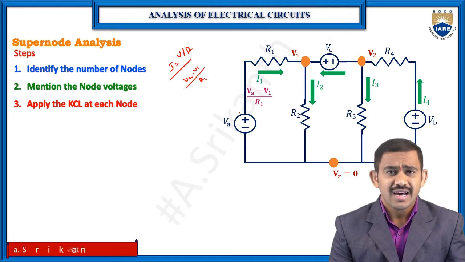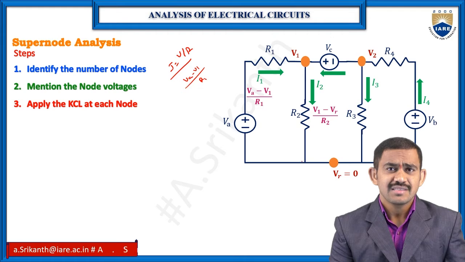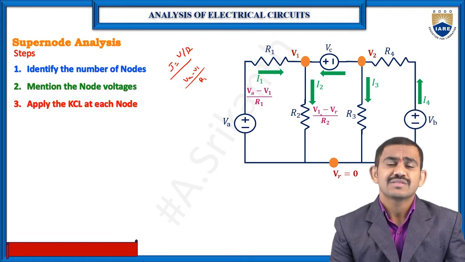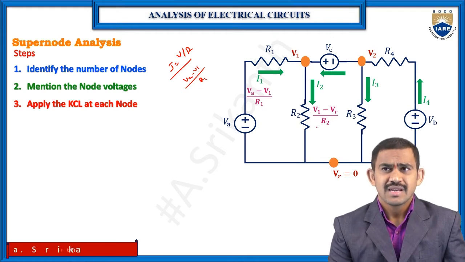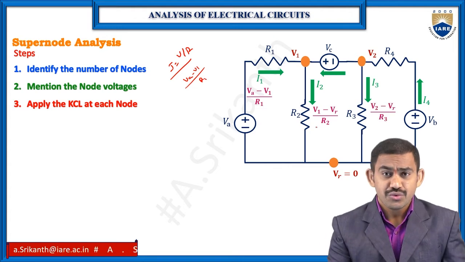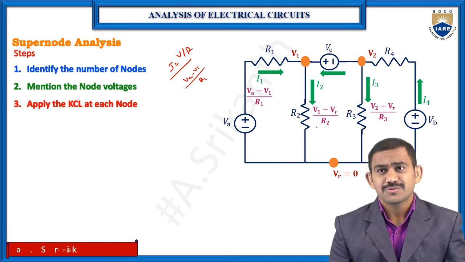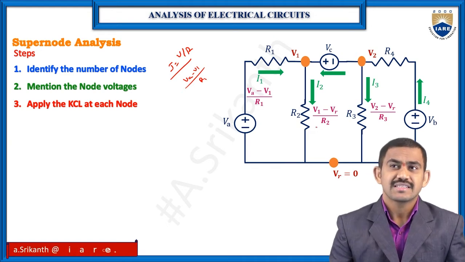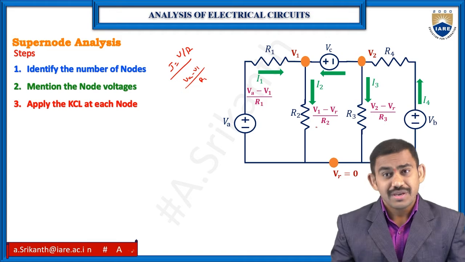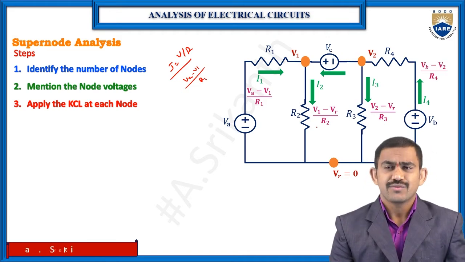And what is the current for R2? For R2 we have the direction from V1 to VR, so V1 minus VR by R2. What about R3? Same direction, downwards, V2 to VR, so V2 minus VR by R3. Coming to the last branch, the current direction is upwards, from VB to V2, so VB minus V2 by R4.